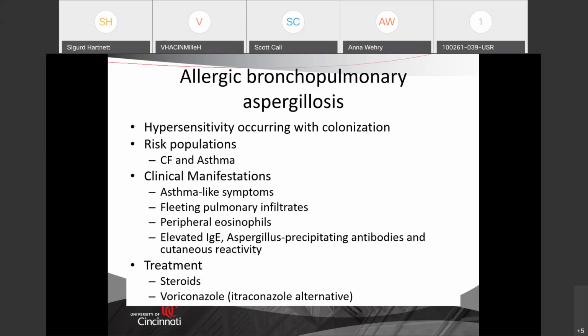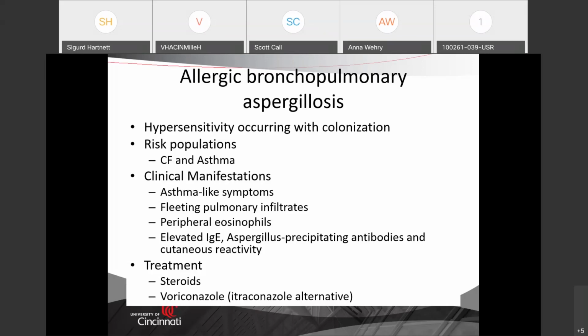I've seen kids with cystic fibrosis who were playing sports like soccer, and they went from being able to run a whole game to where they could only walk into the hospital. So it can be pretty significant. They get these fleeting pulmonary infiltrates. You can see peripheral eosinophilia, and the diagnosis is really based on aspergillus precipitating antibodies or elevated IgE.